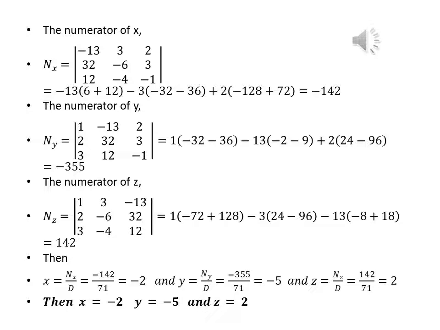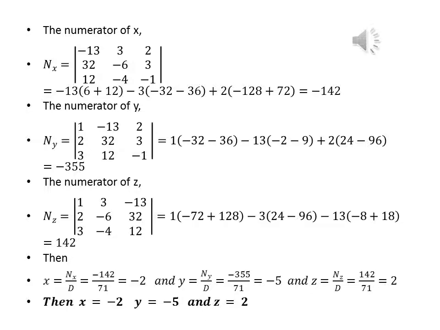Also y: Ny, with the second column of the determinant cancelled and the right hand side put in, and with the value is equal to negative 355. What's y? Y is equal to Ny over D. Ny equal negative 355 over D, which is 71. 71 is the denominator. So y is equal to negative 5.